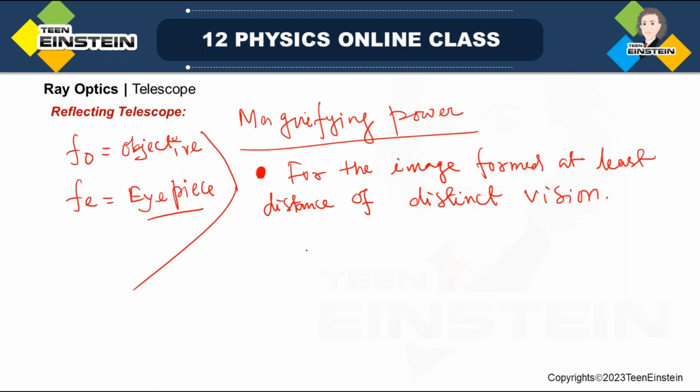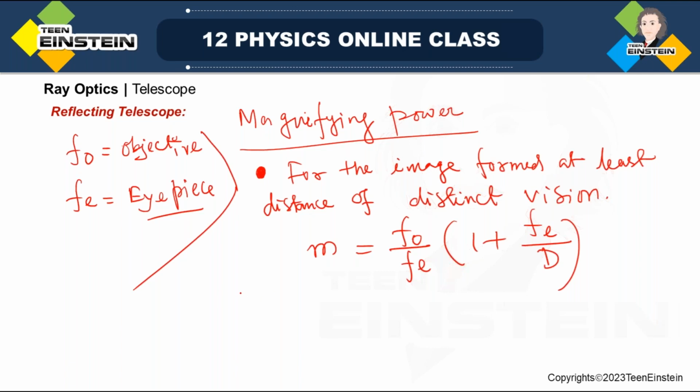So the formula is the same actually. There is no difference in that. FO by FE, whole into 1 plus FE by D. D is the least distance of distinct vision, that is 25 centimeter for a normal eye.